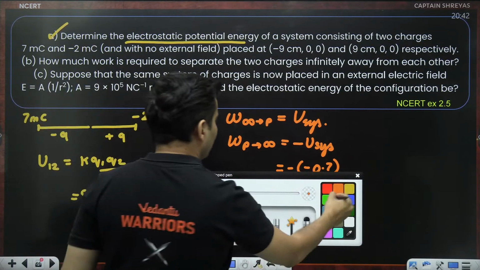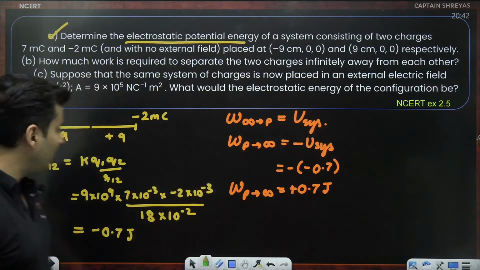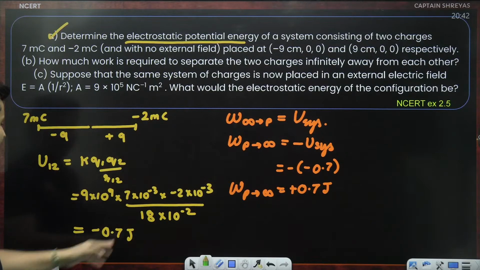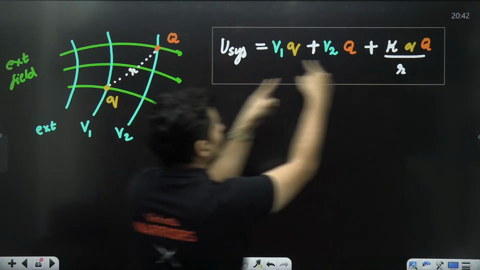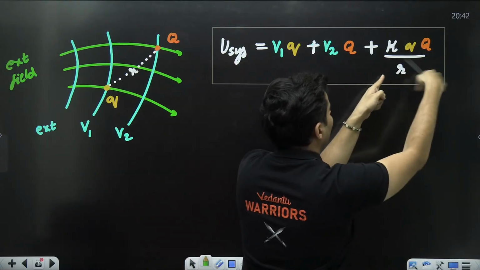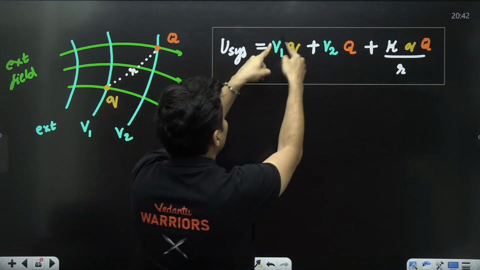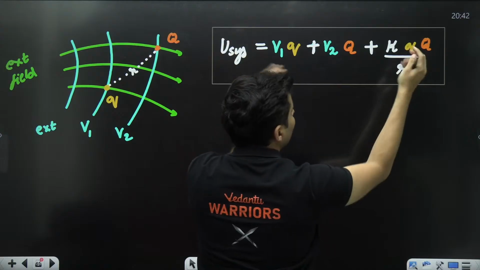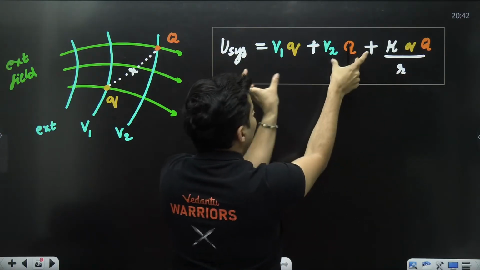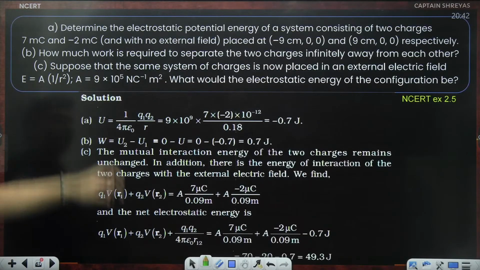Last part. Suppose a new field is placed. Already these two charges have their own energy, which we have calculated as negative 0.7. If you apply an external field, two new terms will come. What is the total energy? We found negative 0.7. We need to find these two terms and add them up to get the total energy. That is the third part of the problem.